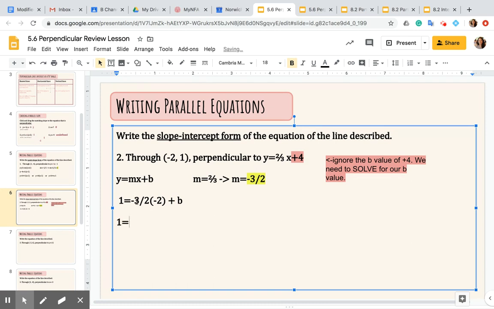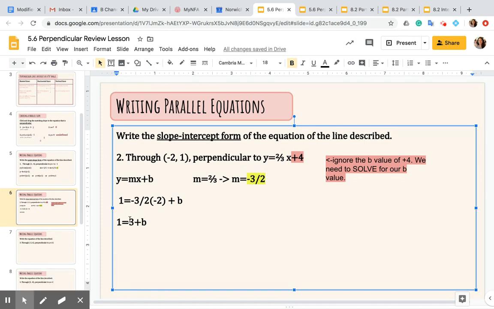So if you multiply -3/2 with -2/1, if you want to make that a fraction, you can. The 2's are actually going to cancel out, and the negatives are actually going to cancel out. You should get a final product of 3. I still have a plus b though. I need to get the plus b by itself, which means I need to get rid of this 3. So this is an addition subtraction step.